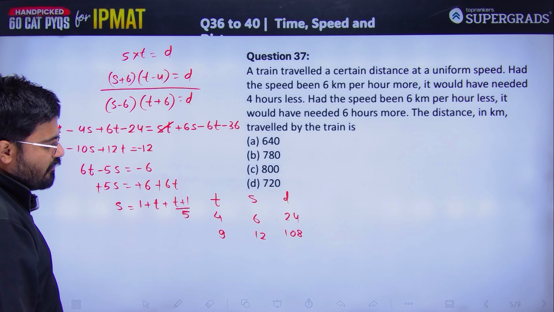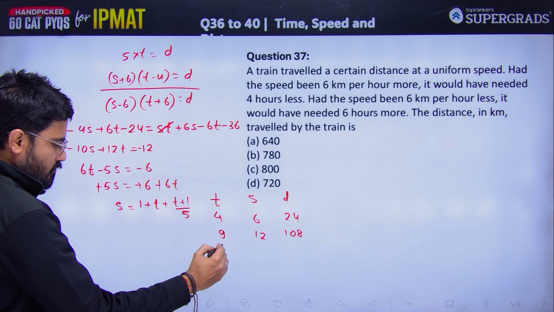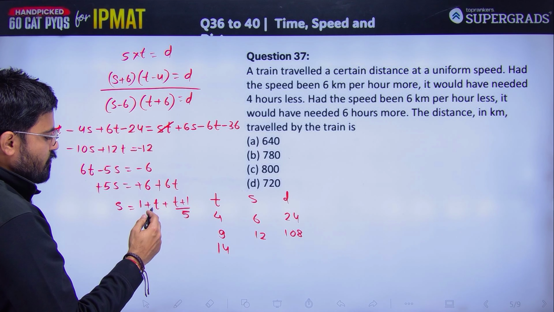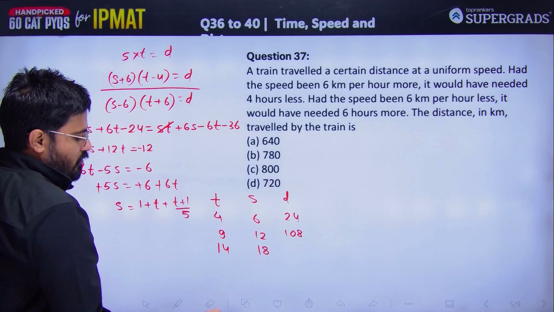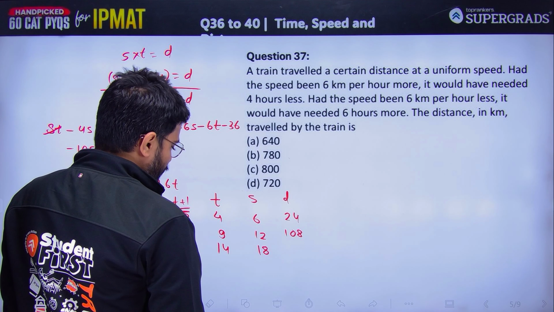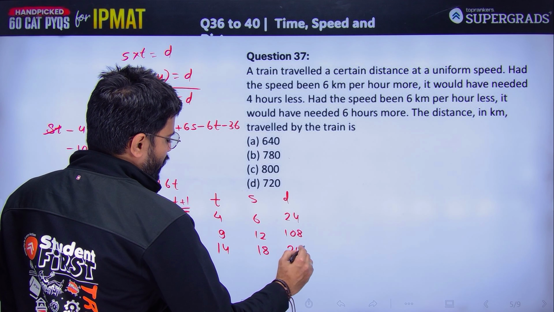Next it should be 14. So 14 plus 1 15, तो ये हो जाएगा 3. 3 plus 14 is 17 और 1, 18. So 18 into 14 is 252.